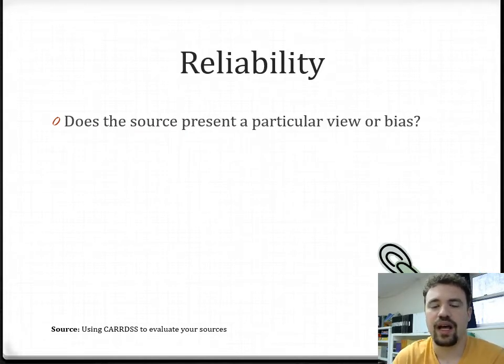Reliability. So basically this has to do with, does the source present a particular view or bias? Probably not something you're going to wrestle with quite as much in a literary paper. That may be more historical or political or scientific, where you might find those things a little bit more. Probably not quite as much of an issue with literary research sources.